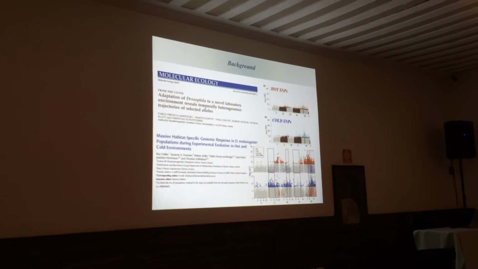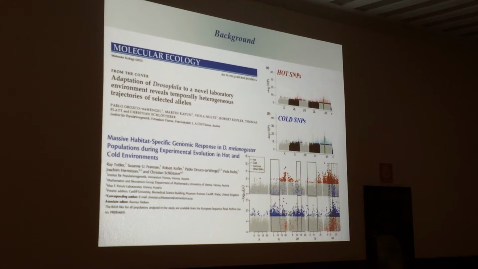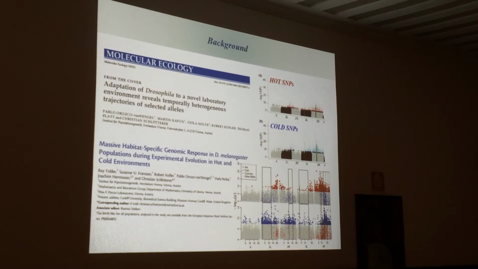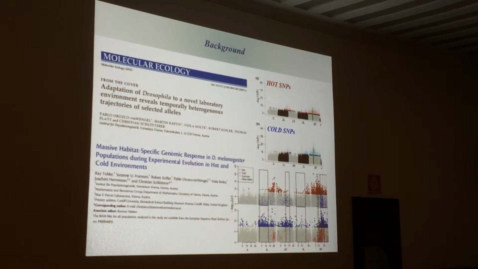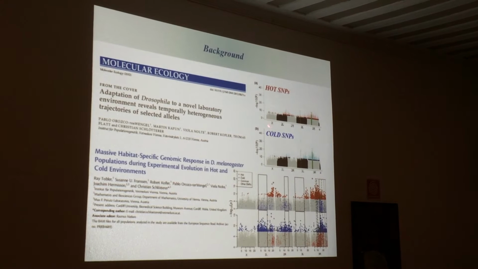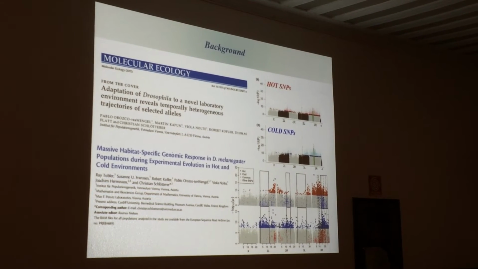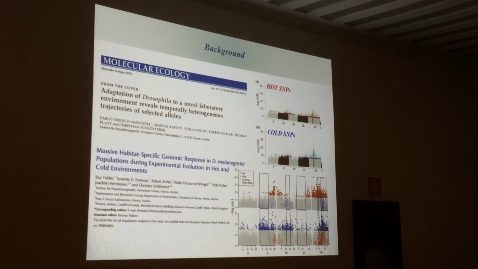Basically, these two papers are from the same institute in Vienna. The authors found thousands of SNPs associated with hot and cold environments. These are results of Manhattan plots showing the result for the CMH test, finding thousands of SNPs associated with these two environments. These are the results for around 35 generations of selection.